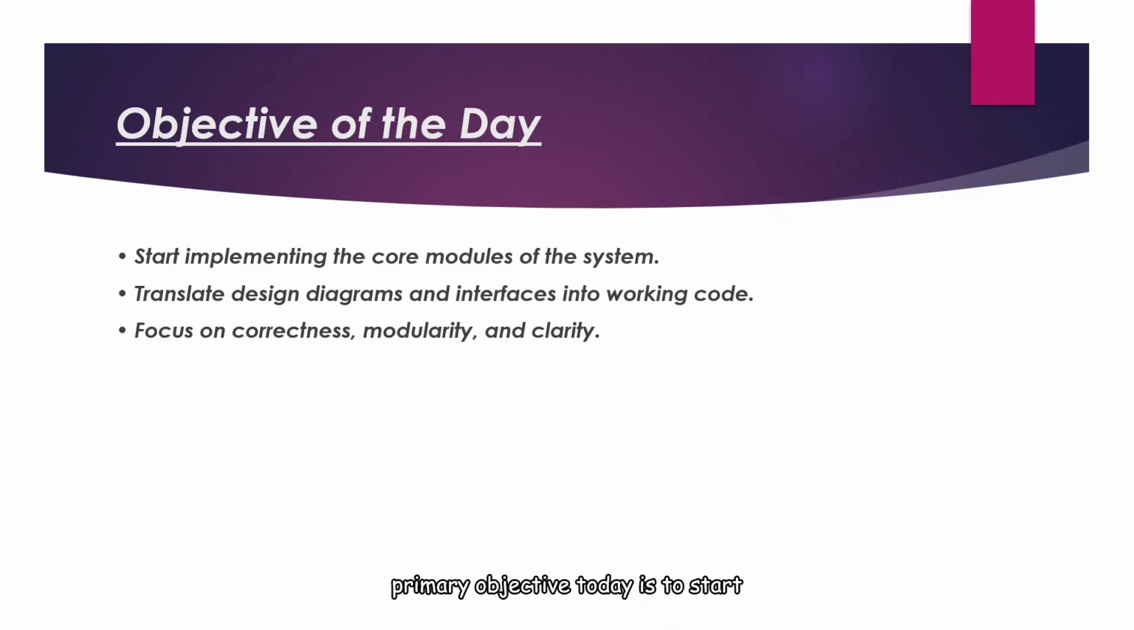Our primary objective today is to start implementing the core modules of your system. Once we have our design diagrams and interfaces in place, it's time to bring them to life through code. The core modules represent the key functionality of your system, whether it's order management in a food delivery app or vehicle tracking in a parking system. Today, you will learn how to approach these implementations with a focus on correctness, modularity, and clarity. We will break this process into manageable steps to ensure a smooth development workflow.